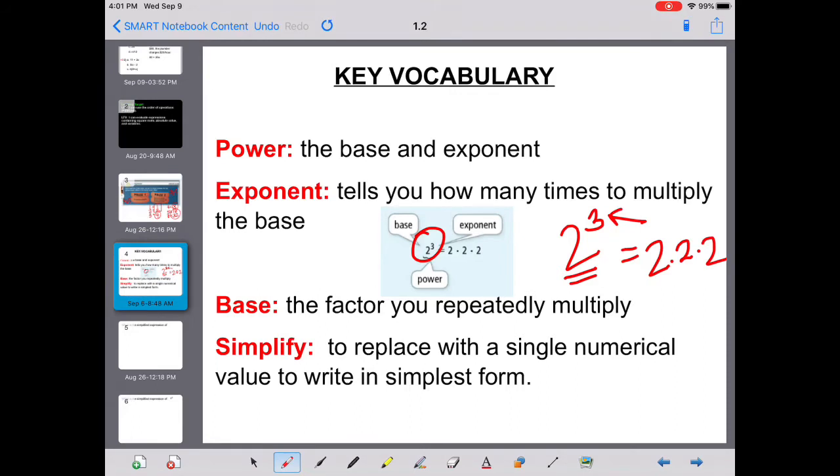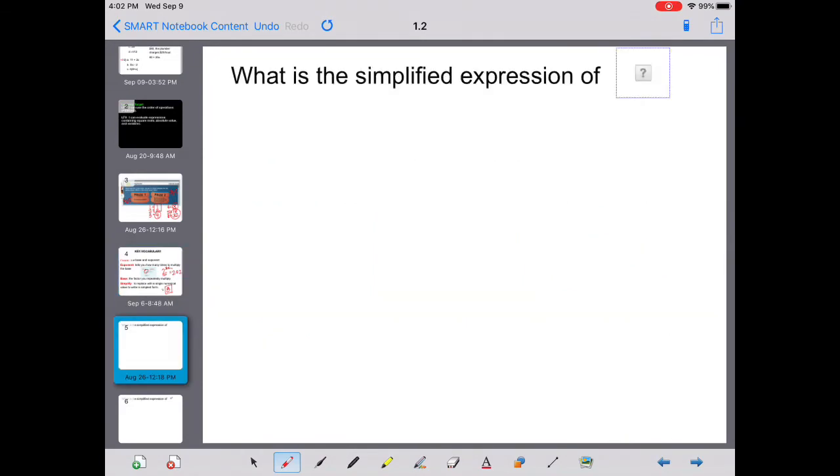And then simplify is to replace with a single numerical value, to write in simplest form. Okay, so instead of having 2 to the 3rd or 2 times 2 times 2, our final answer in simplest form will just be 8. Feel free to pause this if you need more time to write in your definitions. Okay, some of these aren't going to show up, so I'll write it in for you.